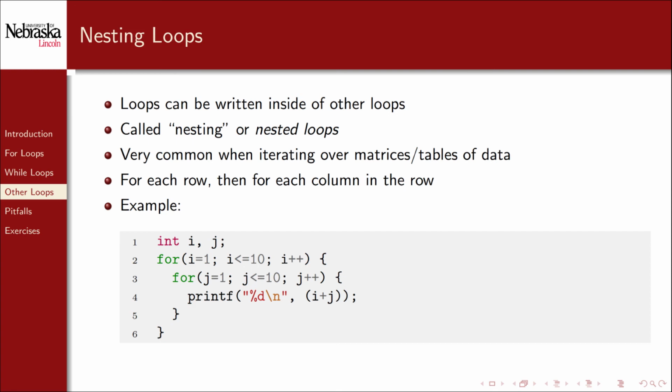For each of the 10 iterations of the outer for loop, there will be 10 iterations of the inner for loop. So a grand total of 100 print statements will execute. Go ahead and try this code out for yourself to see how.